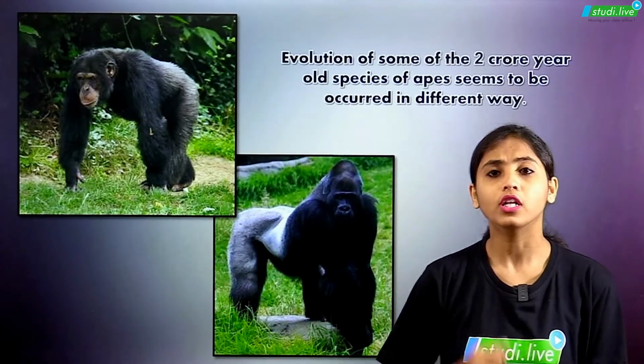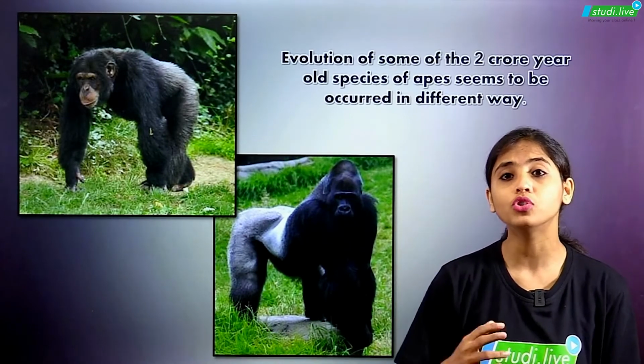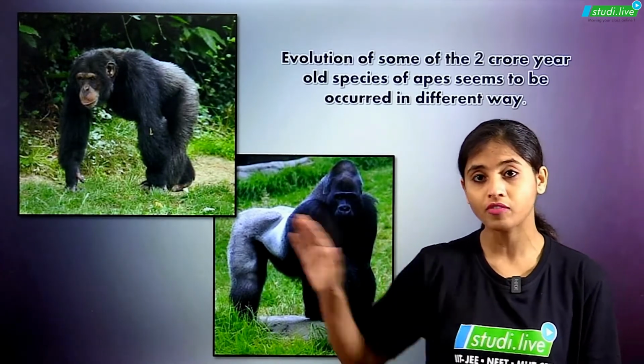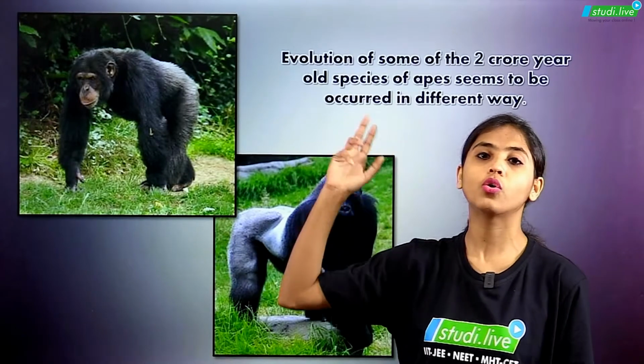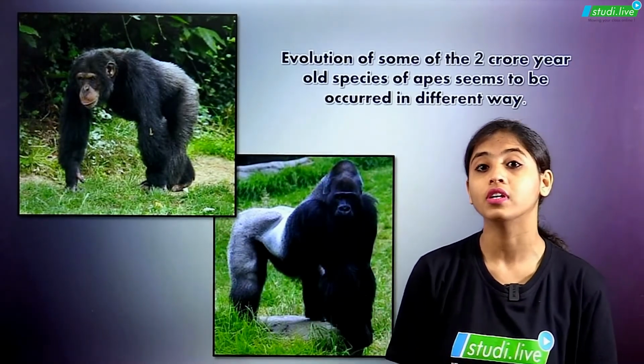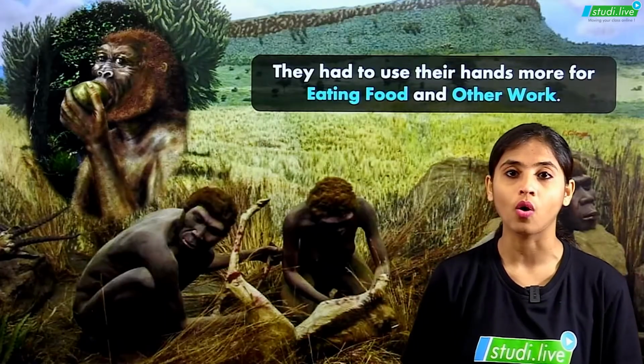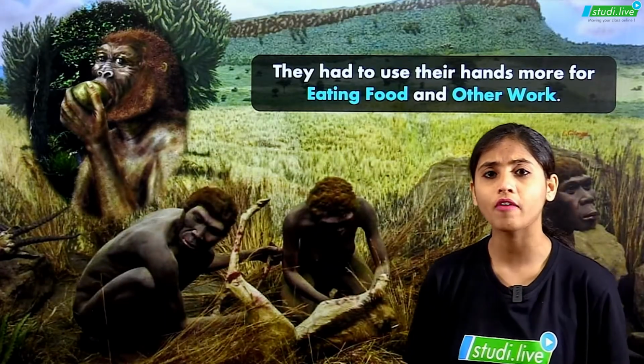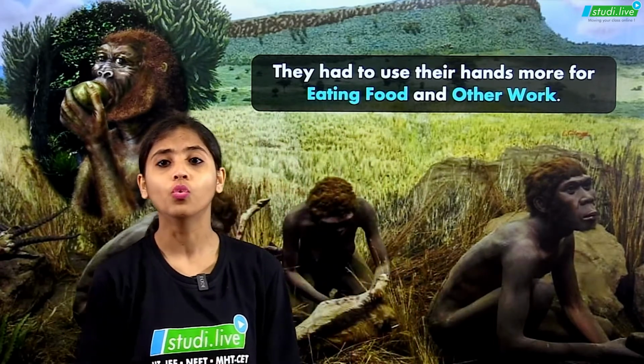Then what happened? The evolution of some of the 2 crore years old species. 2.5 तक इतना था, लेकिन 2 crore years old species जो ape like दिखते थे, they are different now. They occurred in a different way now. What's the different way? Can you just have a look on this image, student? What are they trying to do?